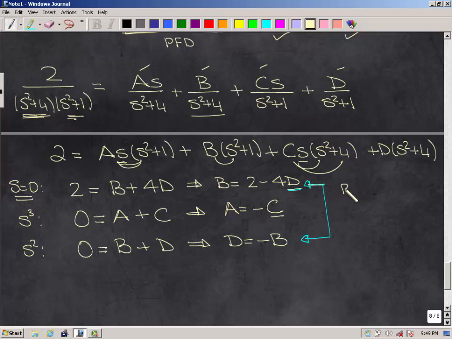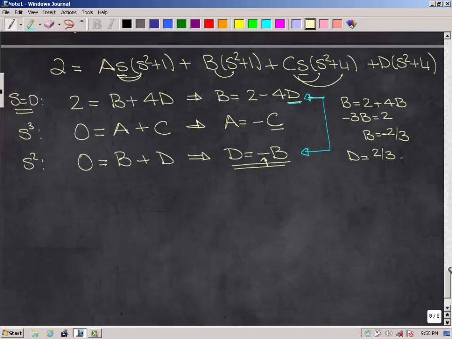So we get B is equal to 2 plus 4B, since D is equal to negative B. I'll rearrange this, so I get negative 3B is equal to 2, so B is equal to negative 2/3. As soon as you know that, because of this relationship, this tells me what? D is equal to 2/3. Because it's negative B, and this B is already negative here. Okay, so we got B and D done.